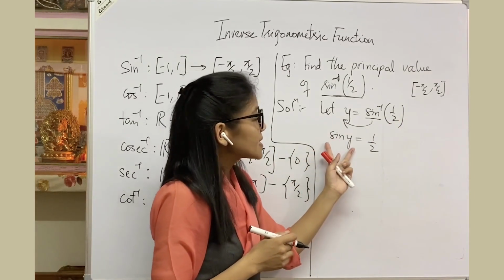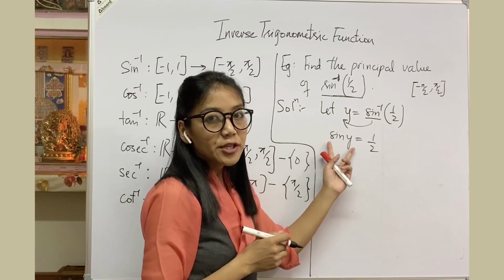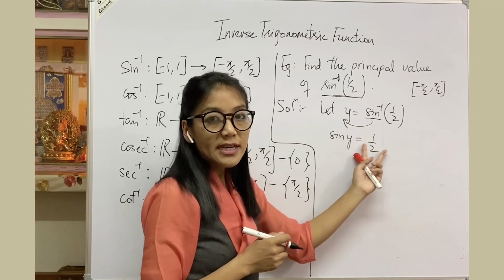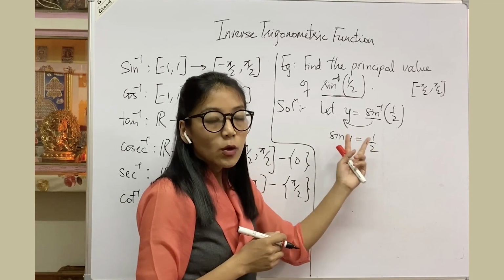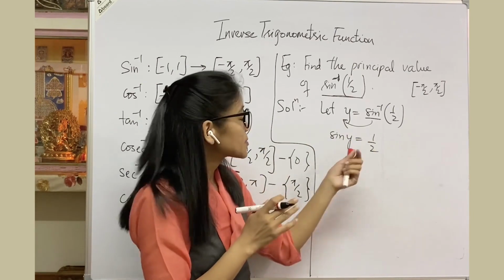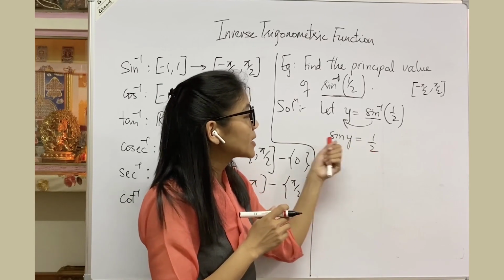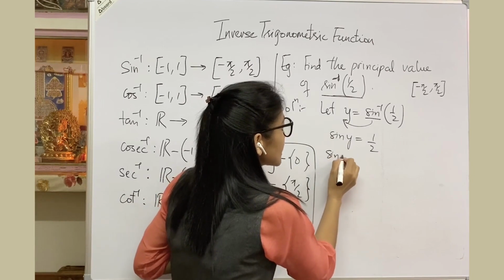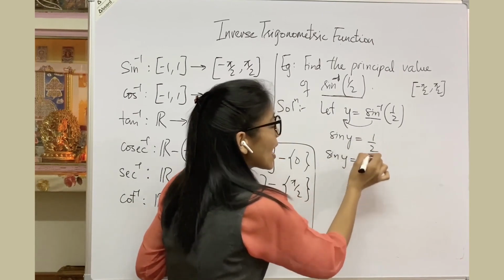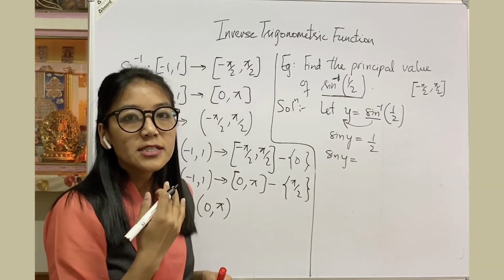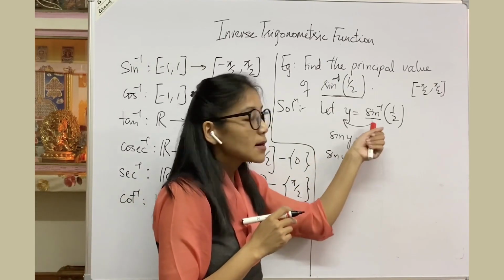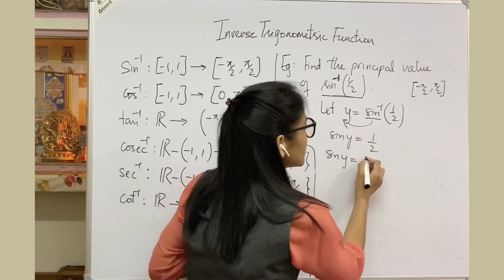Now my left hand side is in terms of the trigonometric ratio sine, okay? So therefore, I will try to express the right hand side in terms of sine. Why am I expressing the right hand side in terms of sine? Because my left hand side is in terms of sine. So now I will write sine y is equals to, now half, if you want to express that in terms of sine, so sine 30, okay? Sine 30 is half, right? So therefore I will write sine.